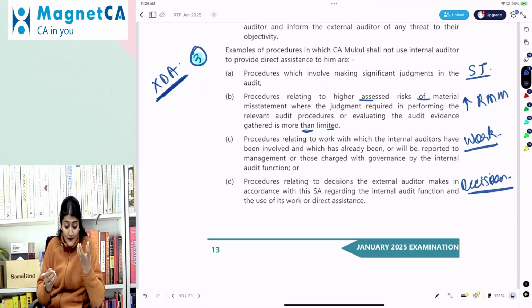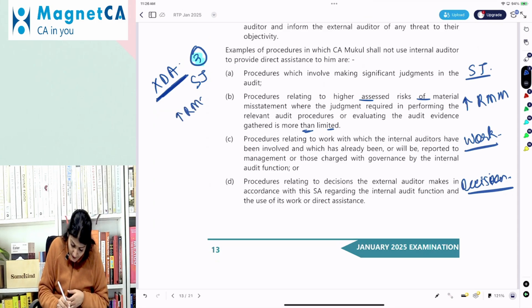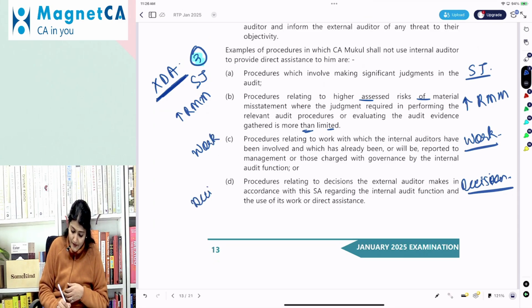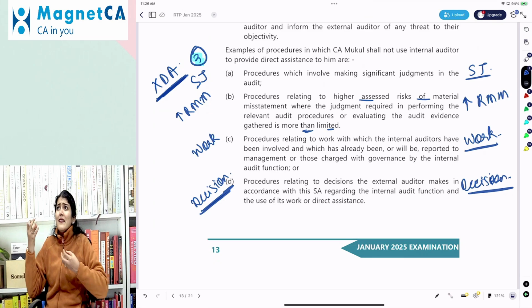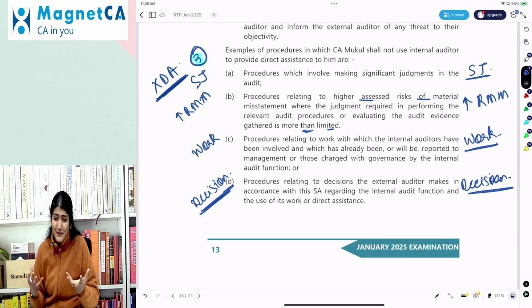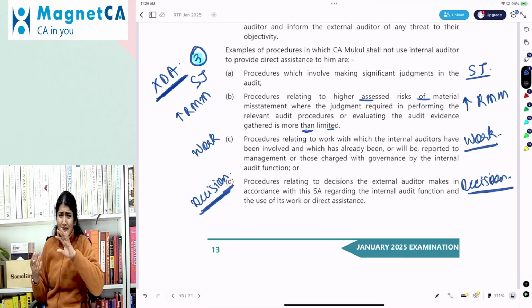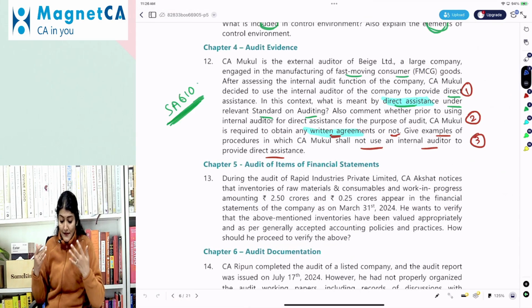So no direct assistance for significant judgment, higher assessed RMM, work which is already done, or the decision taken by the external auditor in accordance with this SA. Like say the external auditor has some concern regarding the organizational status or the competence of the internal auditor. He may decide, I don't want to take any direct assistance from this internal auditor.